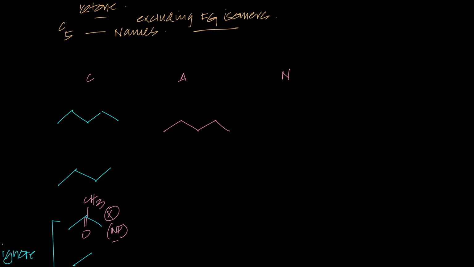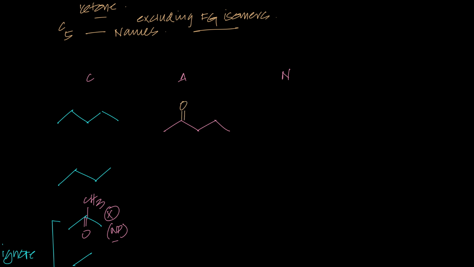Can I put a carbonyl carbon right here? No, because then it becomes an aldehyde, and the examiner tells us to ignore aldehydes. So I can't put the carbonyl carbon on the terminal carbons. Why? Because it becomes an aldehyde, and although they are functional group isomers, the examiner does not expect us to know them, and hence ignores them. Done? Now I can play around with these two fellas.